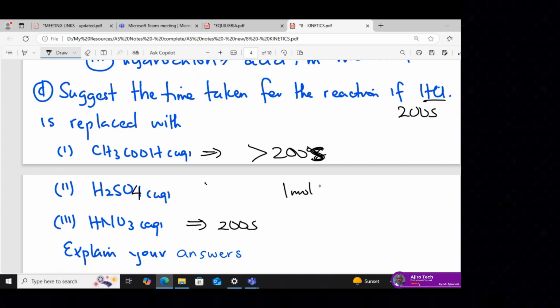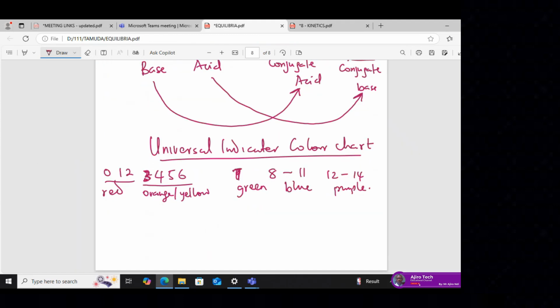Why? 1 mole of H2SO4 contains 2 moles of acid, but 1 mole of HCl is 1 mole of acid. So if you use HCl and H2SO4 at the same concentration, H2SO4 will be twice as fast as HCl. You know why? The concentration of H plus. Let me use a specific value. Let me use 0.20 mole per dm cube H2SO4, which actually contains 0.40 mole per dm cube H plus.